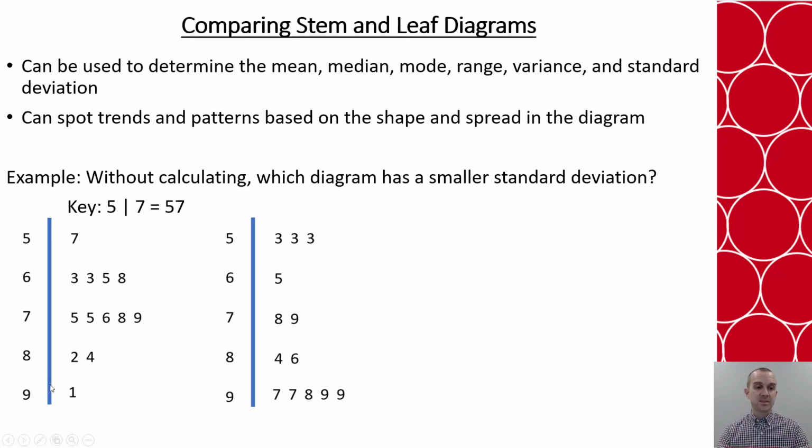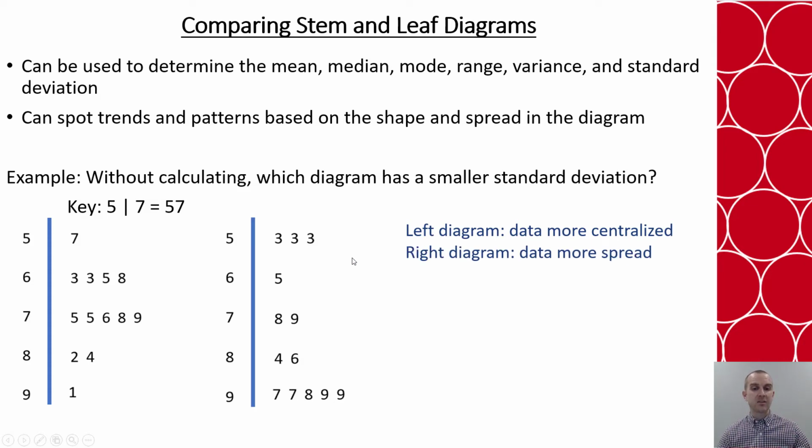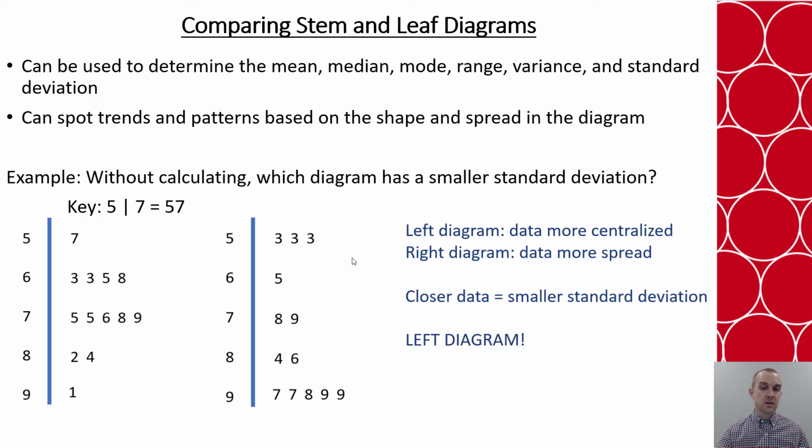If I look at the left side, the data is mostly centralized around 60 and 70. It's a much more compact data set. Whereas when I look at the right diagram, it's more spread out. I've got most of my values in the 90s and in the 50s, and then a couple of values in between. So it's much more spread out. Because of that, without even calculating it, I could say that most likely the left diagram should have the smaller standard deviation because the data is closer together.